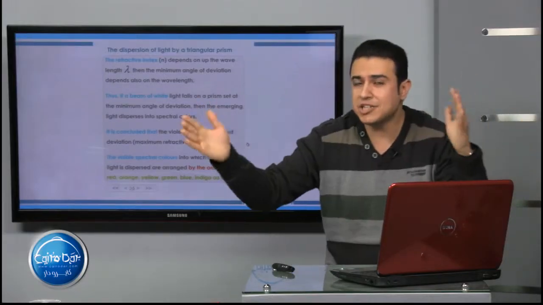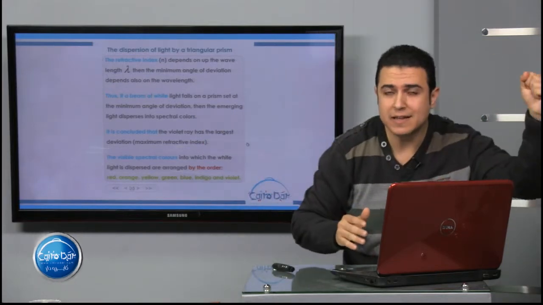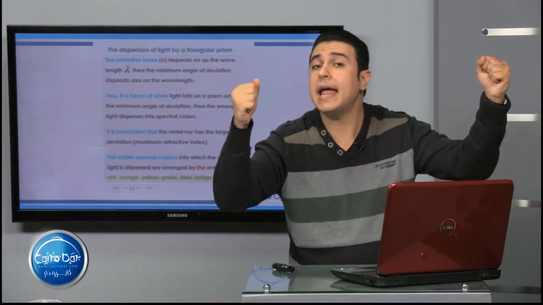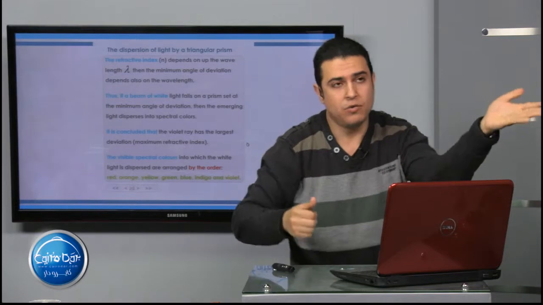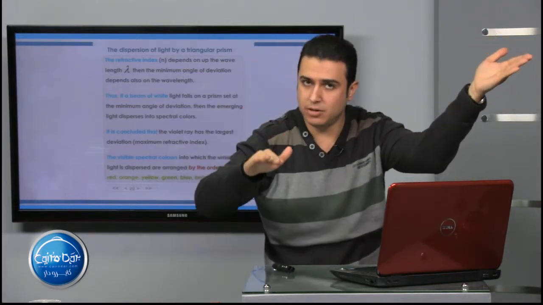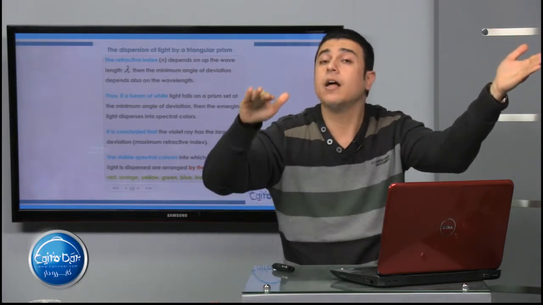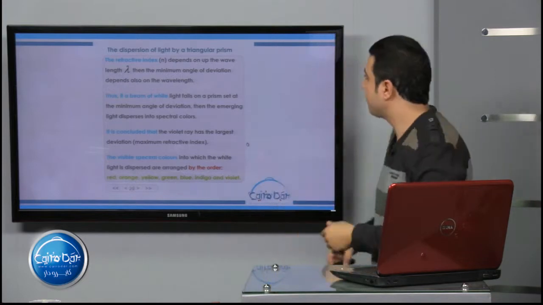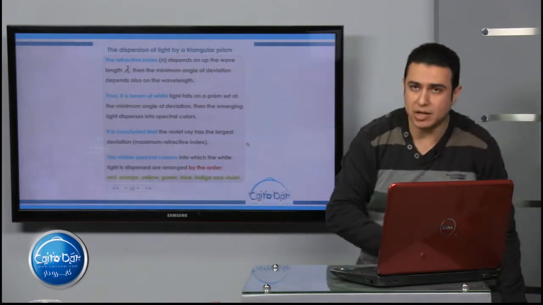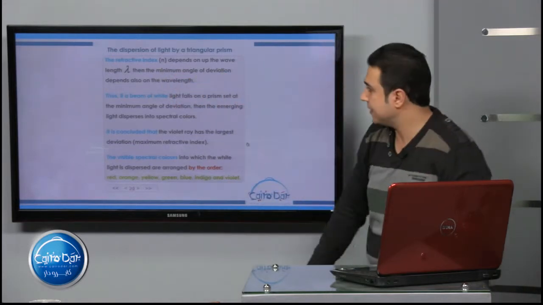So there is a relation between the wavelength and, on the other side, the refractive index and the angle of deviation. If you have a high wavelength, you have a low refractive index and a small angle of deviation. So the refractive index n depends on the wavelength lambda. Then the minimum angle of deviation depends also on the wavelength.